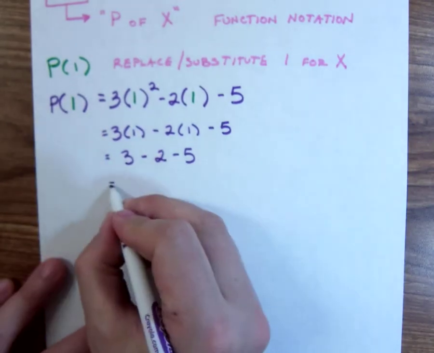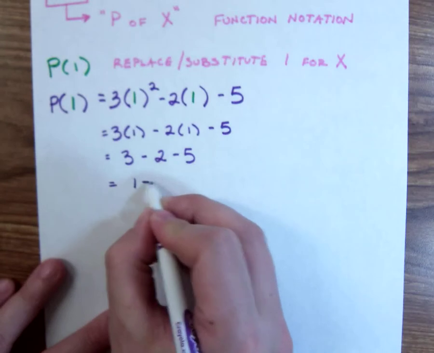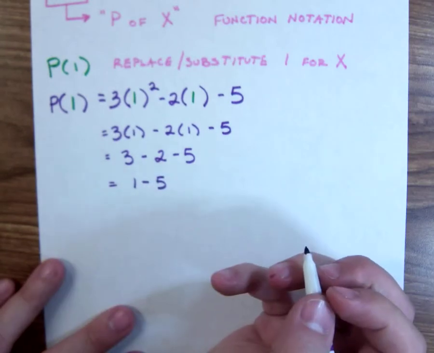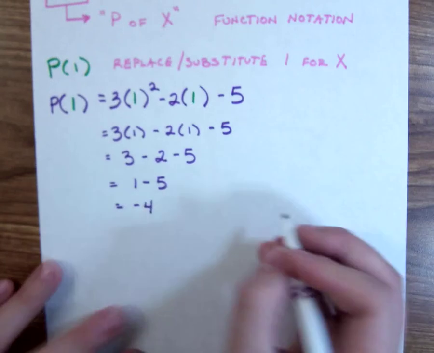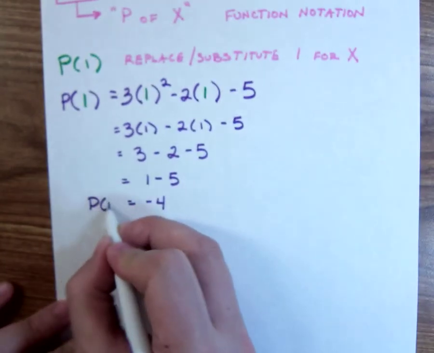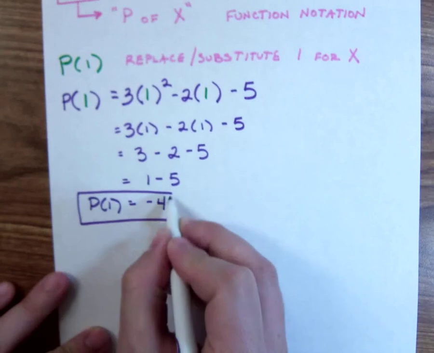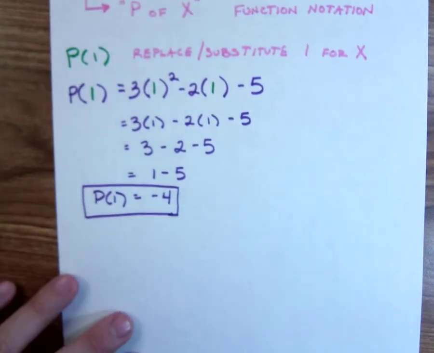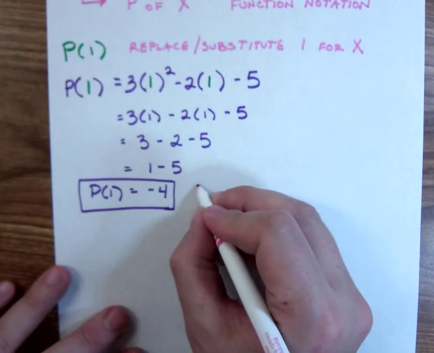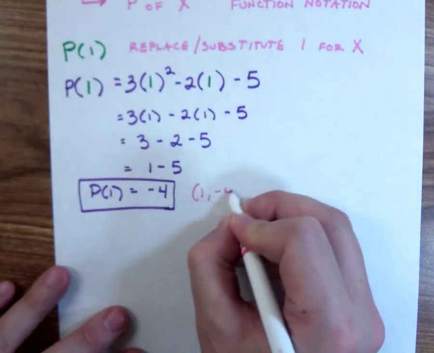And then we just do subtraction. 3 minus 2 is 1. And 1 minus 5 is negative 4. So the solution here is that p of 1 is equal to negative 4. If you were going to graph this, and we aren't, but if you were going to graph this, the coordinate for this point would be 1, negative 4.